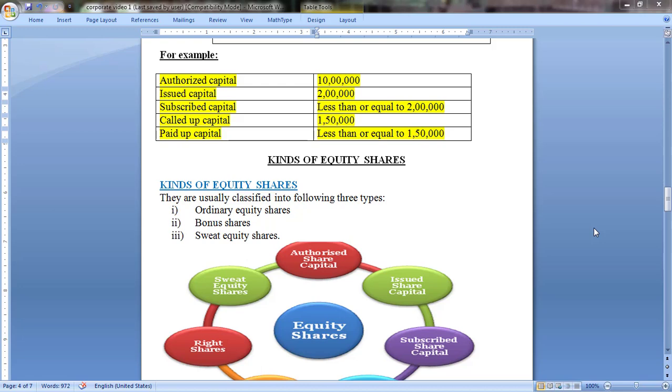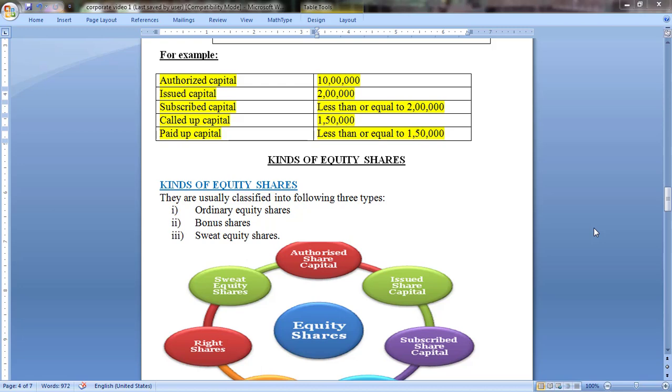The last one is paid up capital. If the people pay all the amount, that is 1,50,000, then the paid up capital will be 1,50,000. Suppose there are defaulters, non-payers in that list, that non-payment or defaulting amount is called calls in arrears. So the amount which is actually paid by the people is called paid up capital. It may be less than or equal to rupees 1,50,000. So the share capital is divided into authorized capital, issued capital, subscribed capital, called up capital and paid up capital.